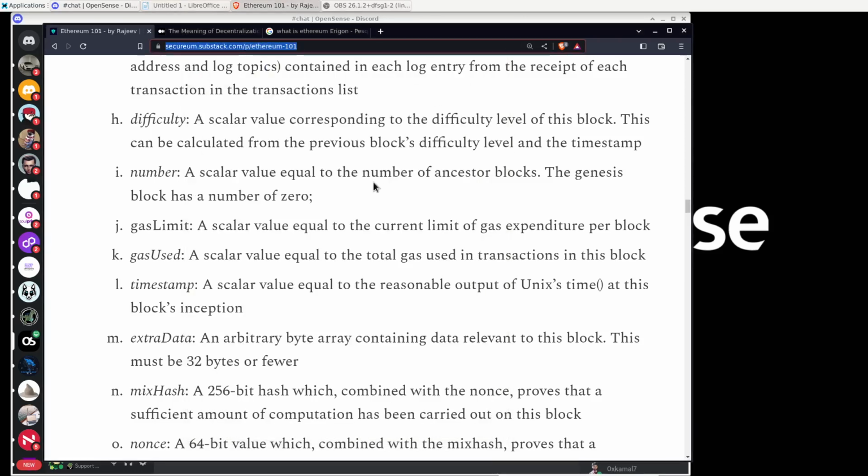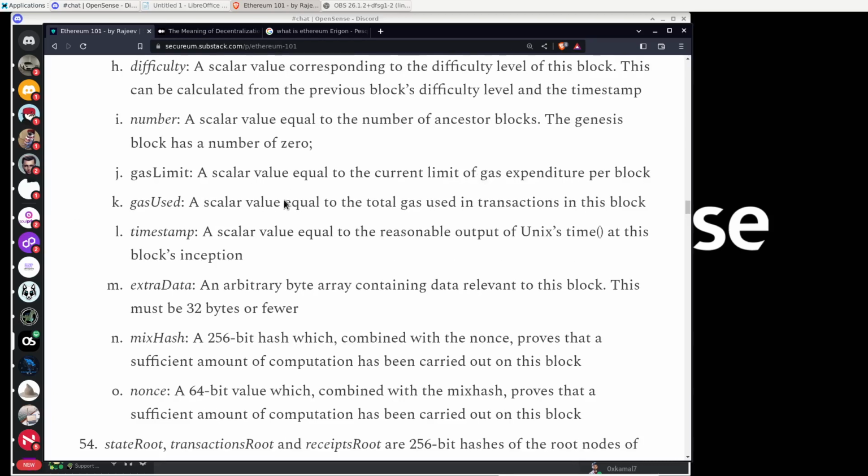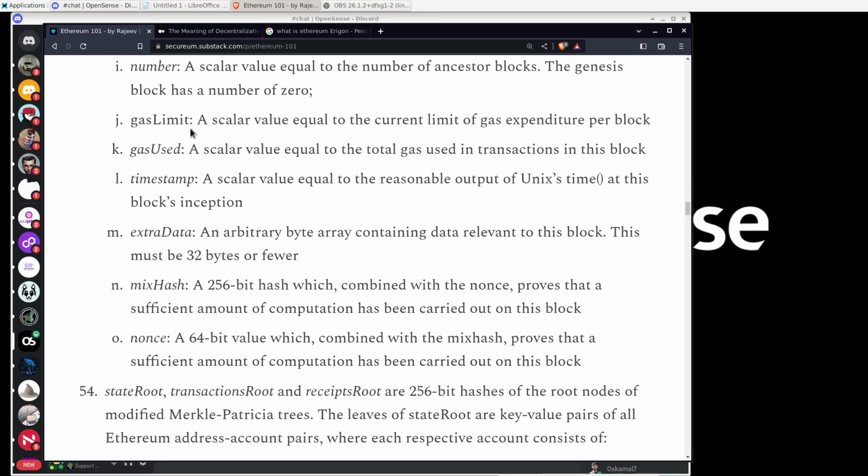Okay, let's go back. Number: a scalar value equal to the number of ancestor blocks. The genesis block has number 0. Gas limit: a scalar value equal to the current limit of gas expenditure per block. Gas used: a scalar value equal to the total amount of gas used in this block.